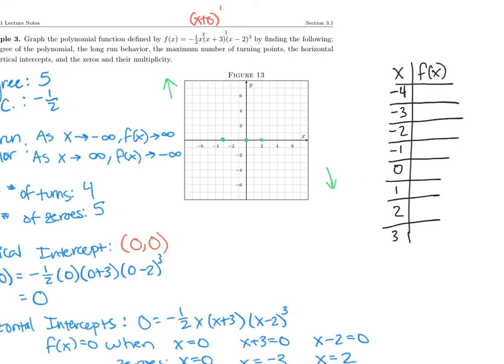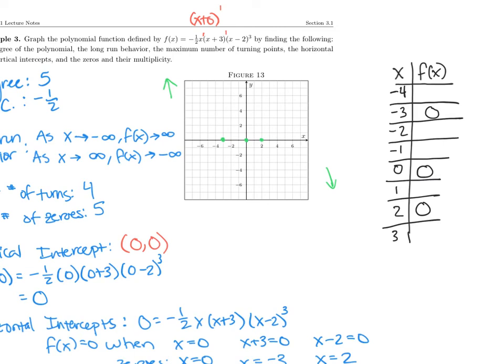Okay, so from our table, what do we already know? We already know our 3 x-intercepts, which is very nice. And that's about it. So feel free, take a moment to pause, plug in all these other numbers into the equation, and see what you get. Welcome back. I'll let you in on what the answers were.